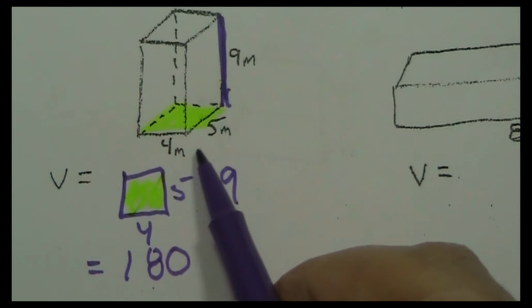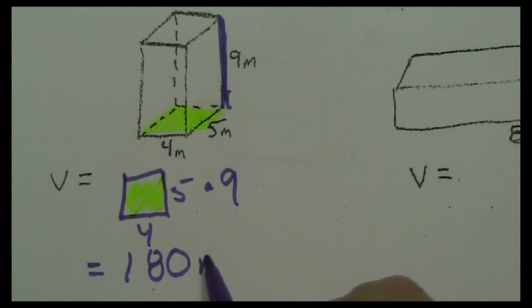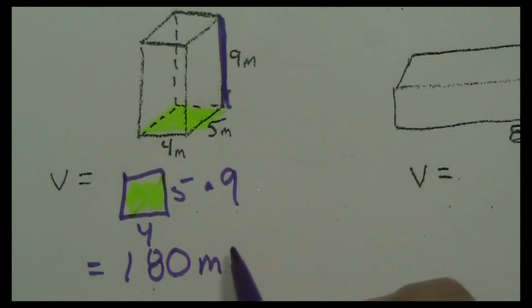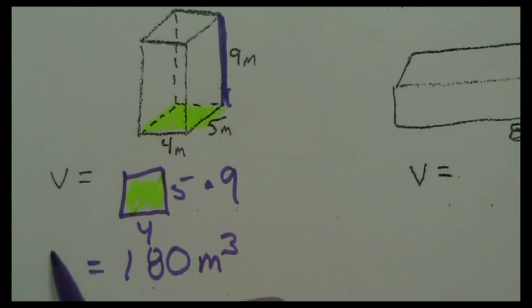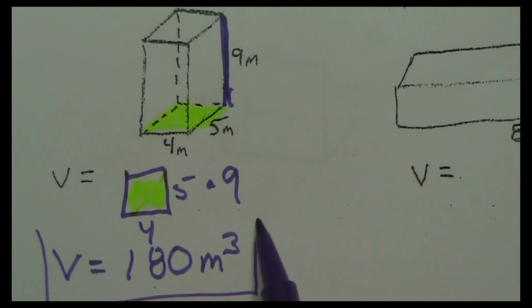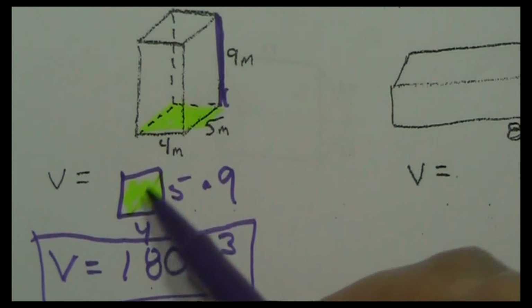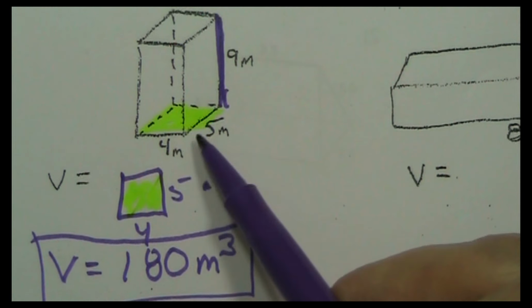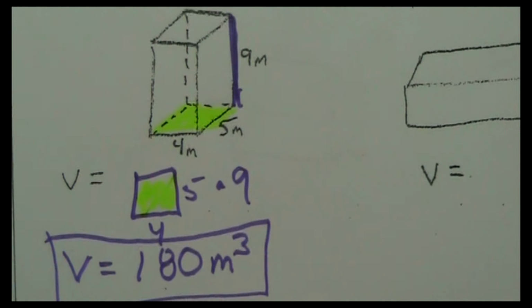Now, the units were meters. That means it's going to be not meters, not square meters, cubic meters. Meters cubed. That is the volume. You just take the base, any side of it, times how long it is, or tall it is, in this case. All right, let's slide over to the next one.